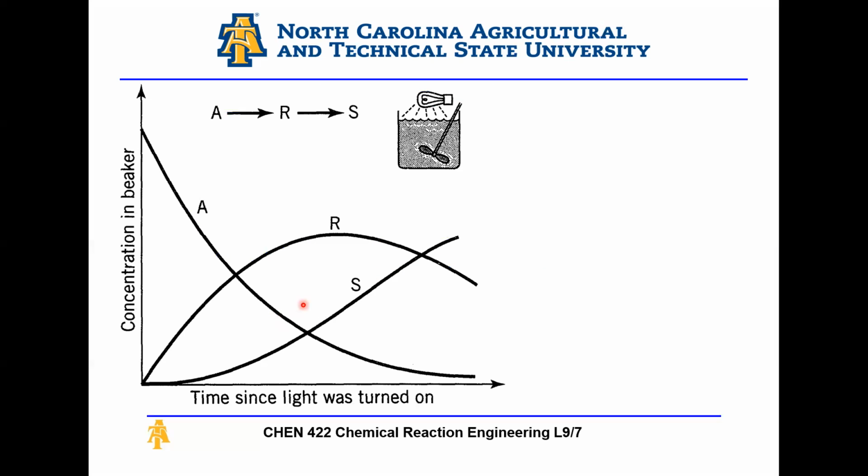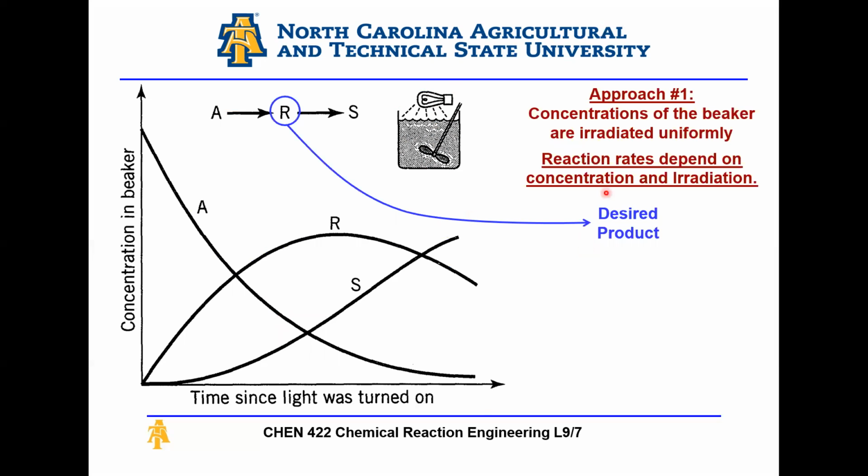First approach right here, I have my A. It only starts with A. It's very well mixed, and I have the light turned on. In this approach, the contents of the beaker are irradiated uniformly. So I always have the light on and a very good mixing strategy, so all the components of the reactor receive the same amount of light. The reaction rate depends on the concentration and irradiation. So let's take a look at the concentration in the beaker versus the time since the light was turned on.